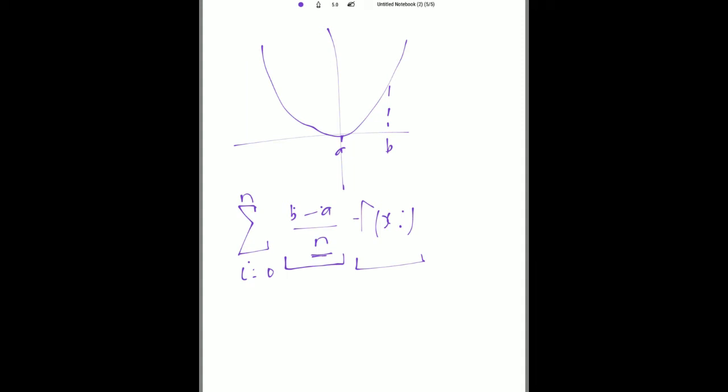But as we said before, for us to have an area as accurate as possible, we need to have the base of the rectangles be as small as possible.